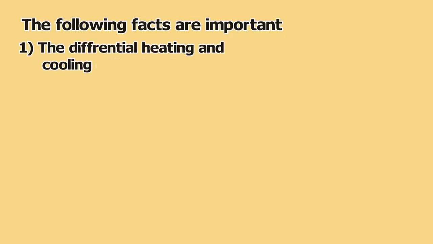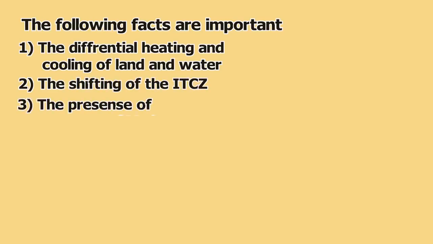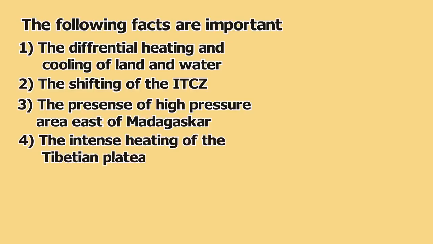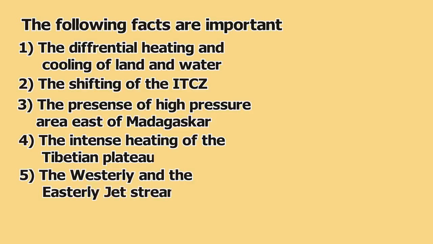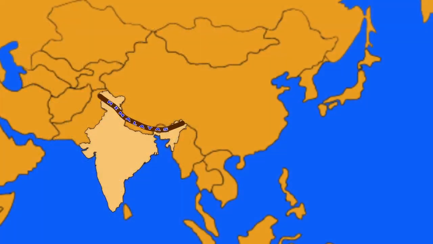Heating and cooling of land and water. Second, the shifting of ITCZ. Third, the presence of the high pressure area east of Madagascar. Then, intense heating of the Tibetan plateau, the westerly and the easterly jet streams, and the development of El Nino and ENSO. Differential heating and cooling of land and water.